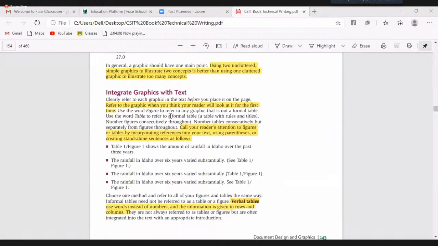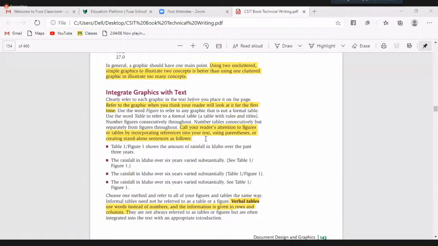Then another is integrate graphics with text. Refer to a graphic when you think your reader will look at it for the first time. If you think your readers have not seen this kind of graphic previously, or will look at it for the first time, then what you have to do? Call your readers' attention to figures or tables by incorporating references into your text. You can use figures or tables, and you can also use parentheses, that is, small brackets, or create a standalone sentence as follows.